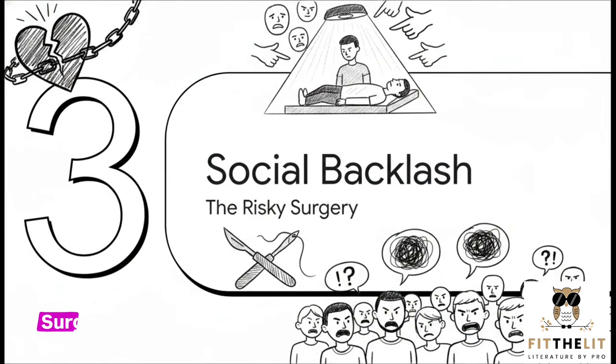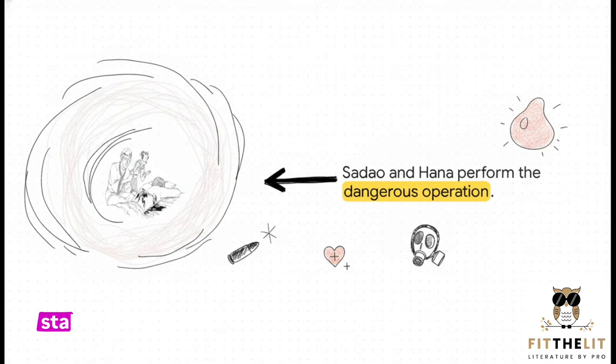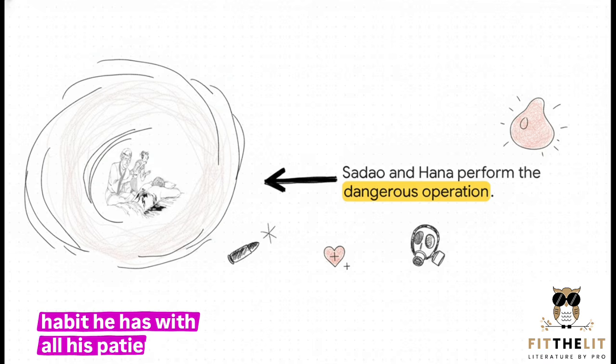Part 3. Surgery and Social Backlash. Once they drag him inside, the stakes go through the roof. Sadao has to operate to remove a bullet that is lodged dangerously near the guy's kidney. And what's really fascinating here is how Sadao just clicks into this zone of pure professional focus. He's probing delicately with his surgeon's light, and he even absent-mindedly calls the enemy soldier "my friend," which is just this habit he has with all his patients.